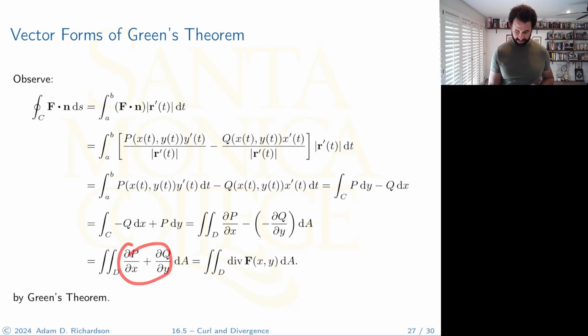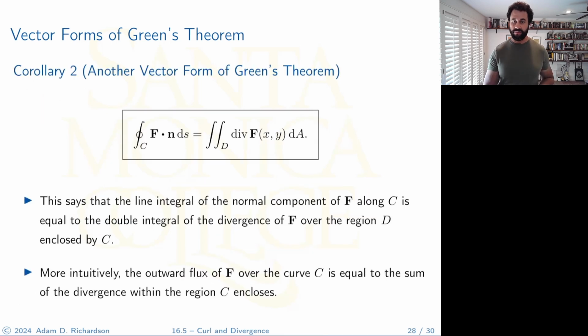So this is the divergence of your vector field F. And now we have this result. This is equal to this by Green's theorem. Boom. So this is another vector form of Green's theorem. But in this case, we're relating it to the divergence of F instead. What this says is that the line integral of the normal component of F along C, instead of the tangential component, is going to be equal to the double integral of the divergence of F over the region D enclosed by C. So it's a little bit different because now we're looking at the normal components instead of the tangential components, but you can see how they're related to divergence and curl.